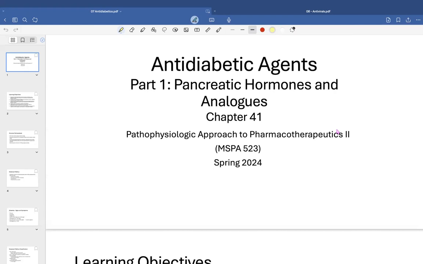So here are the learning objectives. This covers this week and next week.